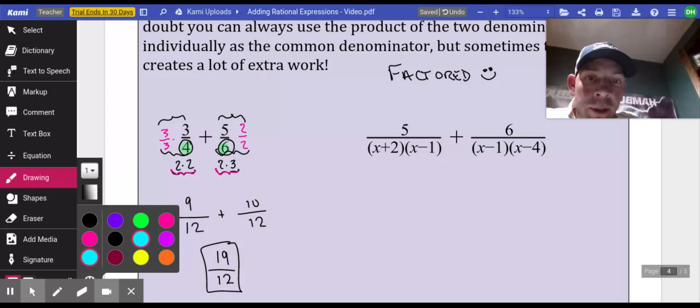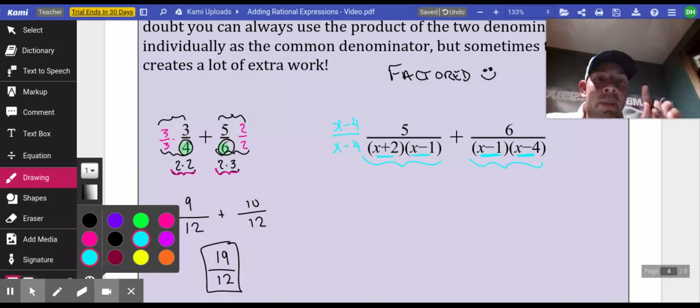I'm looking at this first one, and I see a factor of x plus 2, and I see a factor of x minus 1. But when I take a peek at this other denominator over here, I say, you know what? This first one's missing. What's it missing? It's missing a factor of x minus 4. So I'm thinking to myself, I got to multiply the top and the bottom by a factor of x minus 4. And then the second denominator here, it's got the x minus 1. It's got the x minus 4, but what is it missing? It's missing a factor of x plus 2. So we're going to multiply the top and the bottom by x plus 2.